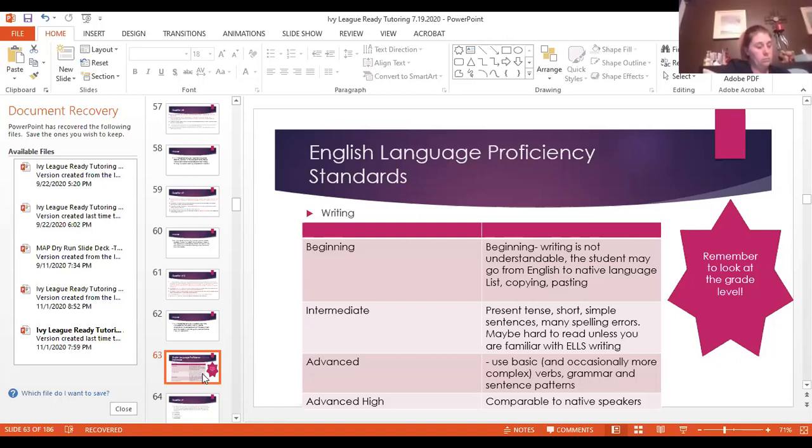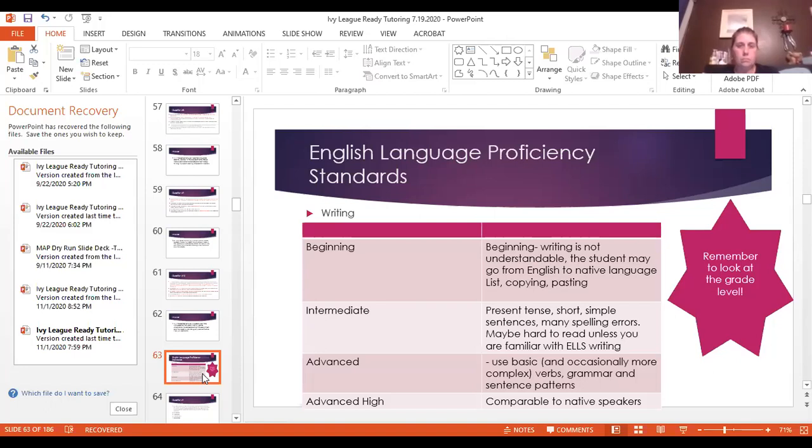With advanced, they use basic and occasionally more complex verbs, grammar, and sentence patterns. What do we mean by sentence patterns? With intermediate, we know the sentences are simple. With advanced, you'll see more compound sentences. I went to the store and I bought bread and I bought candy, things of that nature. And when they have to write about math or science, they're able to use more advanced verbs, and the writing samples are longer. They still do need additional support. You might find that the spelling errors are still very much apparent.